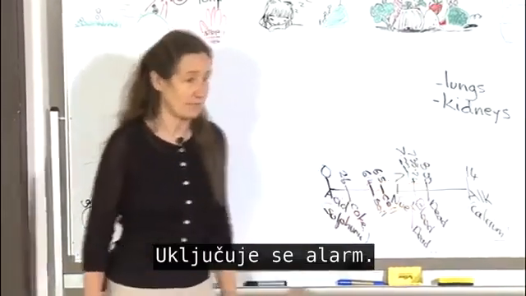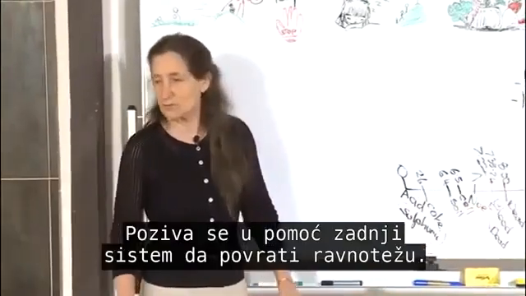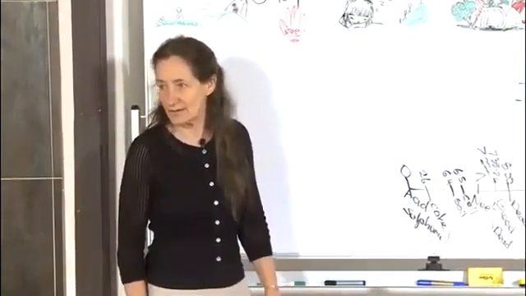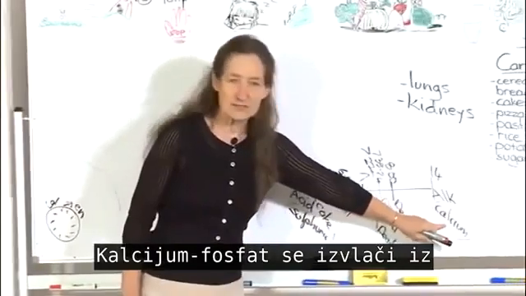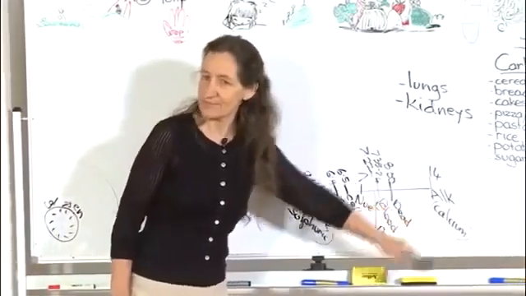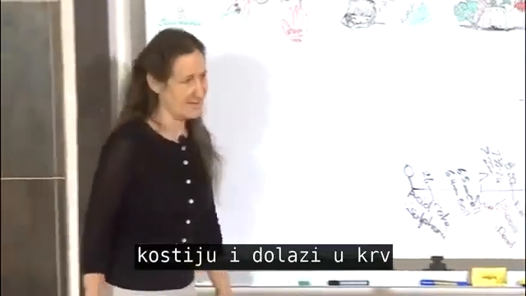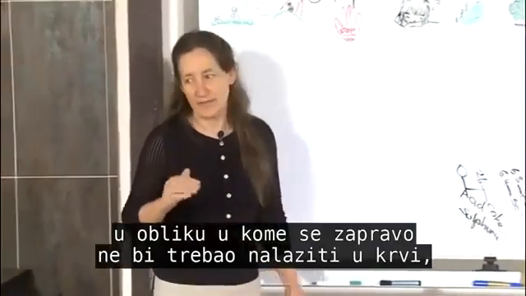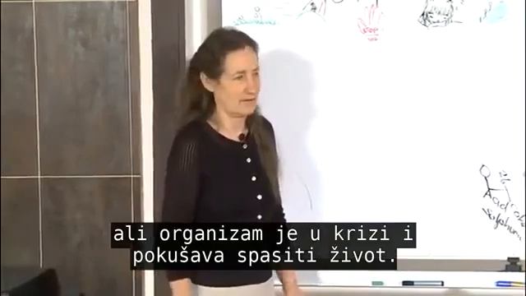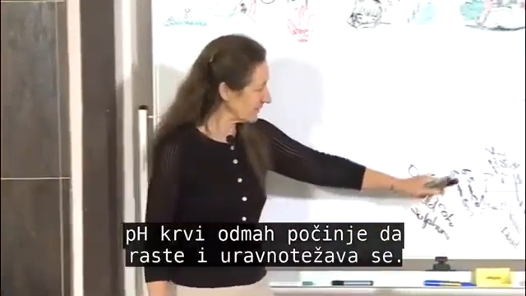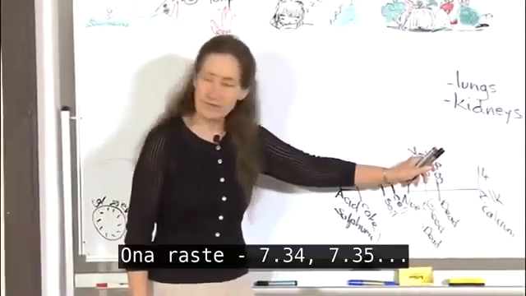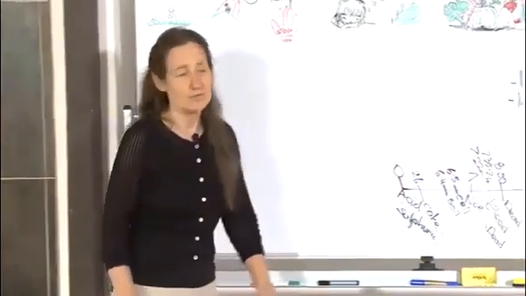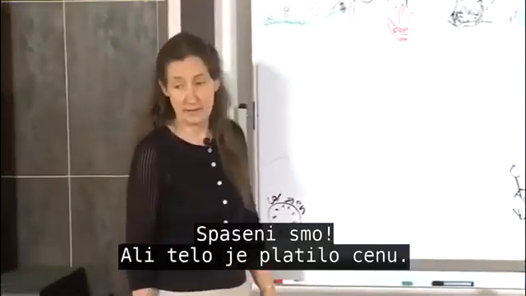Alarm bells go off. The last resort buffer system is called on. Calcium phosphate is pulled out of the bones into the blood in a form it should not really be in the blood, but it's a crisis. We're trying to save the life. Blood pH immediately starts to balance, 7.34, 7.35. We're safe. But at a cost.